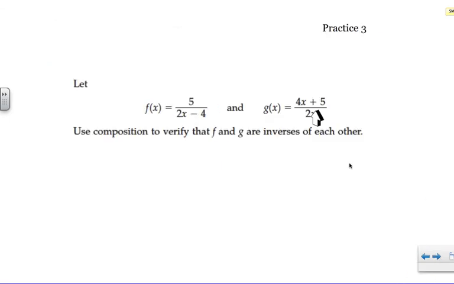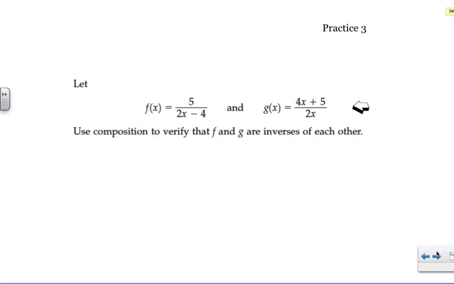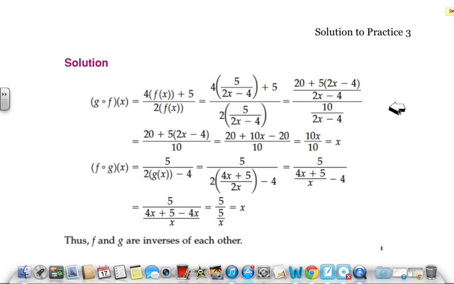Now, here's one, again, it's much more complicated than the example because it has fractions, but you can still do it, okay? Go ahead and plug them into each other and just solve it out. See what you get. Hopefully you'll get an x, and then you can say they're inverses. All right. So this is the solution. Obviously, they did a lot of steps with fractions and that kind of stuff.